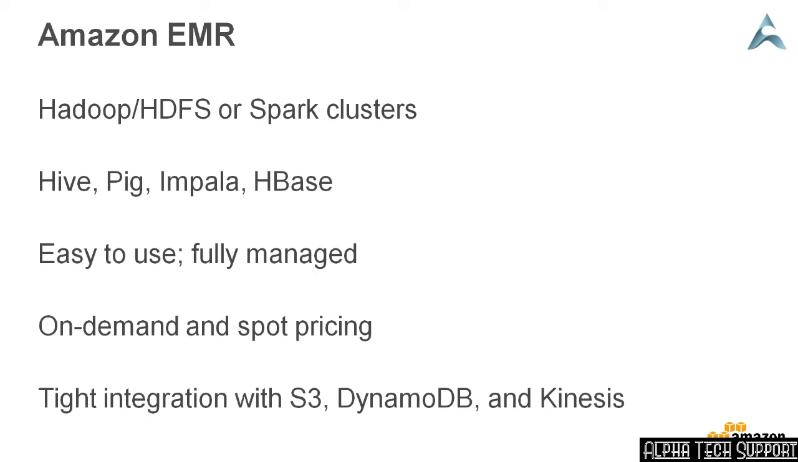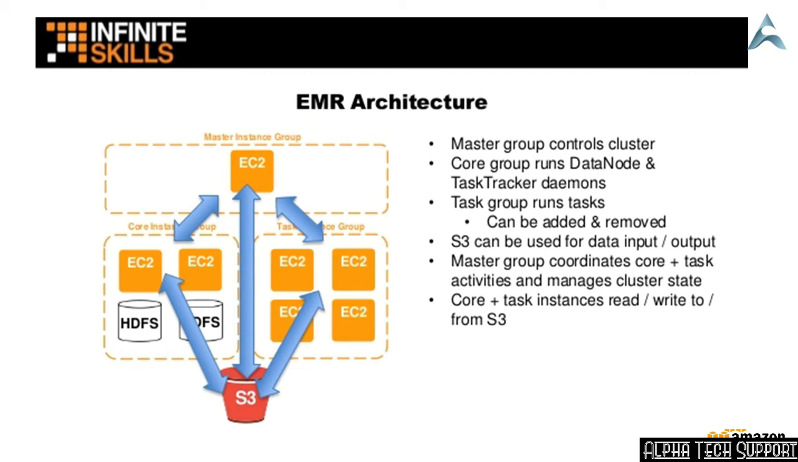So what is the EMR architecture composed of? If you have learned something about Hadoop, or you might be an expert on Hadoop, you know the name nodes and data nodes, task trackers and job trackers. So simply that architecture is implied here. The EMR architecture consists of a master group that controls clusters. It consists of core group nodes, data nodes, and task tracker daemons. The task group can run tasks that can be added and removed.